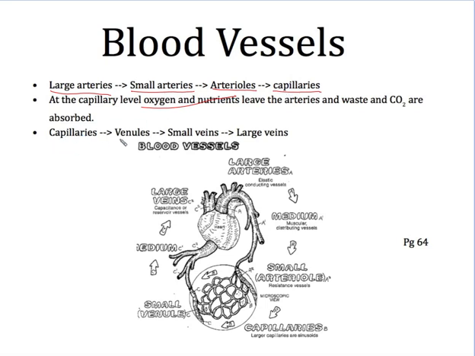So from your capillaries, blood flows into these things called venules, which are small veins. A bunch of venules make slightly bigger veins, but they're still small comparatively. And then we have these large veins in the end. For example, your vena cava is a very large vein.